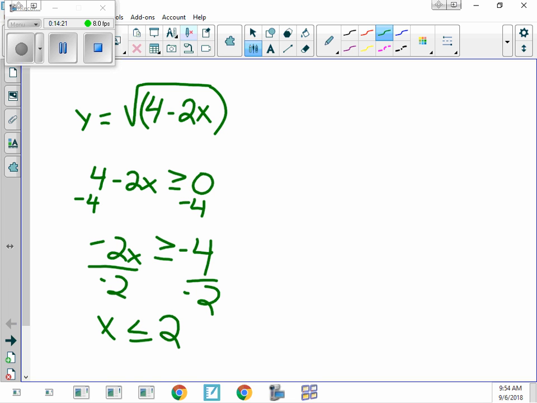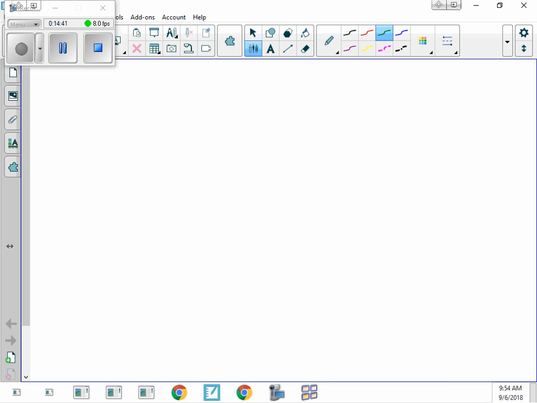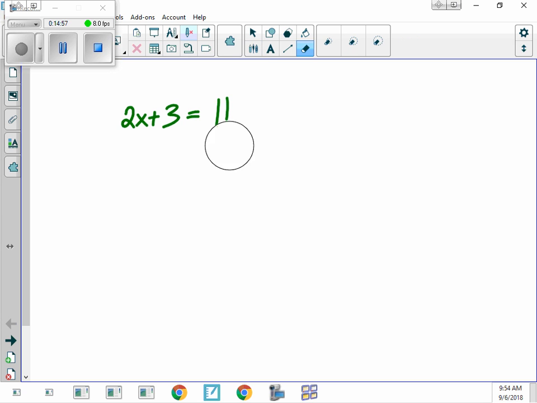Why do you have to flip the inequality? I divided by a negative. Now, somebody told you that a long time ago, but they never explained to you why that's the case. Right? No, I'm going to. Why, when it's an inequality, do you have to flip the inequality when you multiply or divide by a negative? Here's why. Let's say I had 2x plus 3 equals, let's make this easy, 11? No, that's too much. Let's do 7.